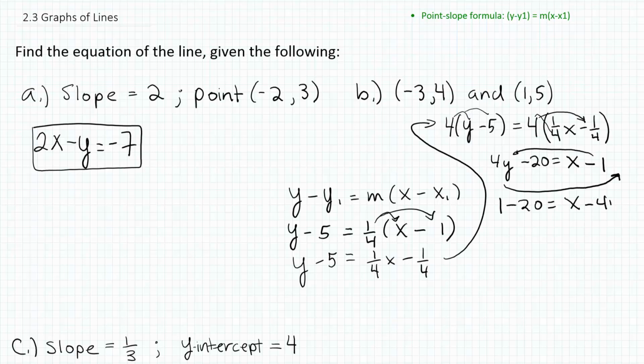it's going to become negative 4y. So I'll end up having 1 minus 20, which is negative 19, and that'll be equal to x minus 4 times y. And then of course, written in the traditional way of putting the variables on the left, it'll be x minus 4y is equal to negative 19.